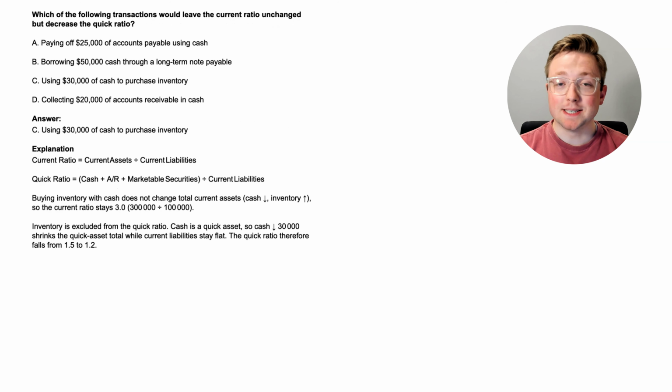All right, here we are. The answer is C, using $30,000 of cash to purchase inventory. That is going to not affect the current ratio, but it will reduce the quick ratio. So let's learn why. First off, as a reminder, the current ratio is just current assets divided by current liabilities.